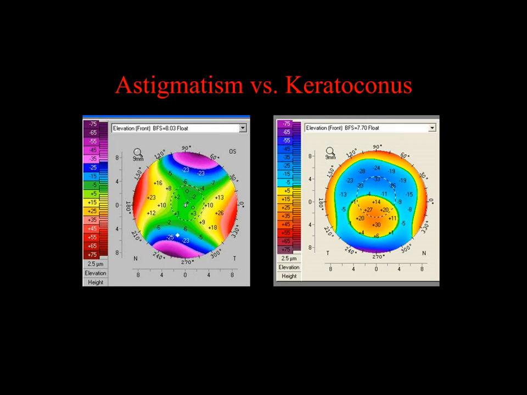Compare that to the picture on the right. It looks completely different. We call that a positive island of elevation. That is what we look for when we're screening for ectatic disease. I purposely chose these two maps because you notice the maximal positive number on the left is 26 and on the right it's 30. They're pretty close. The difference is not the numbers, the difference is the pattern. Left is a normal astigmatic pattern. Right is a very abnormal pattern. Again, we call it positive island of elevation.